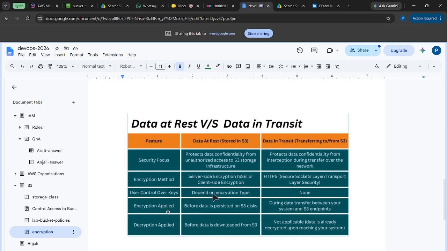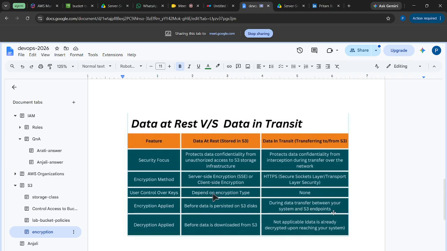Encryption applied. Where will encryption be applied? Before data is persisted on S3 disk. For data at rest, that means I am going to convert my human-readable data into encrypted data before the data is uploaded into S3. Before that, I have to apply the encryption. But in transit, what will happen during data transfer between your system and S3 endpoints?